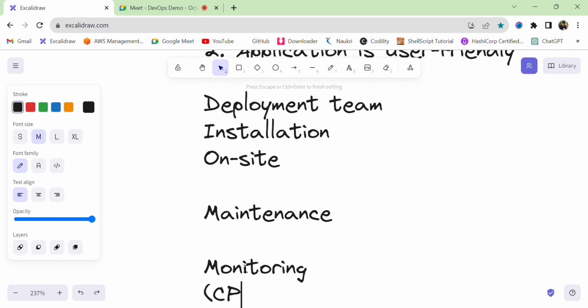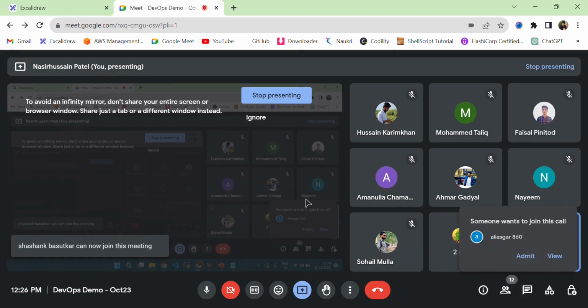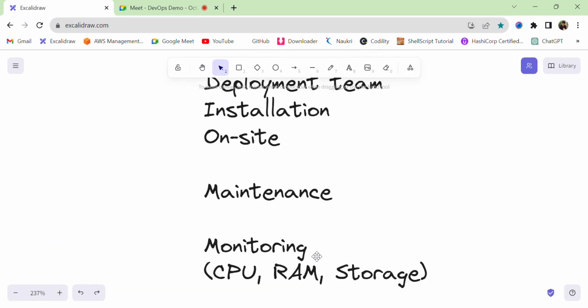So they will check the CPU, RAM, storage, everything will be checked by the monitoring team, and they will start recording, for example, if a transaction is performed, let's say they have performed one NEFT transaction, they will check how much CPU, RAM, and everything is being used for this particular stage, that is the monitoring stage. So you can see there are multiple stages that are performed once the customer wants any kind of application.